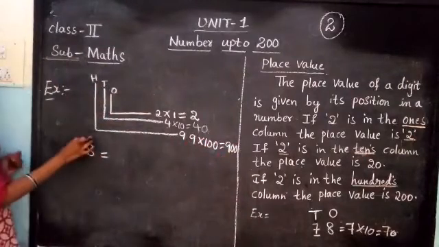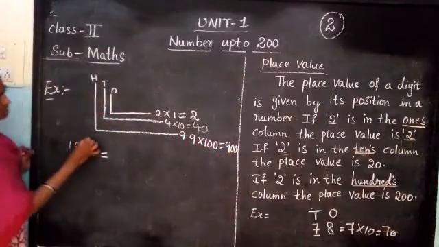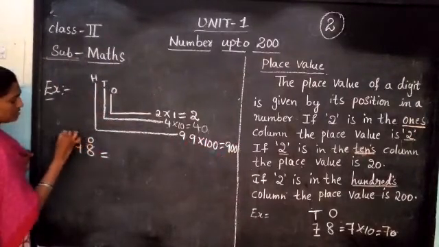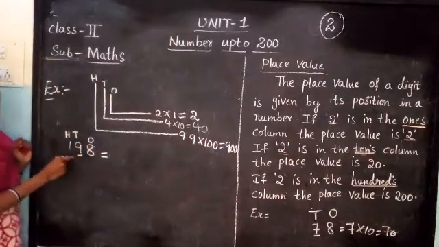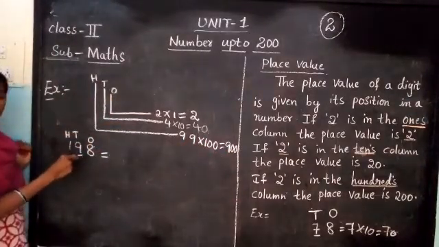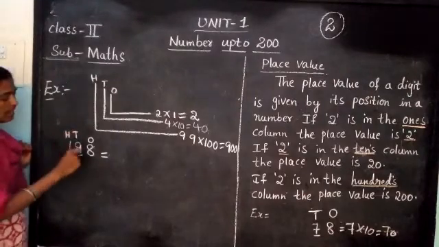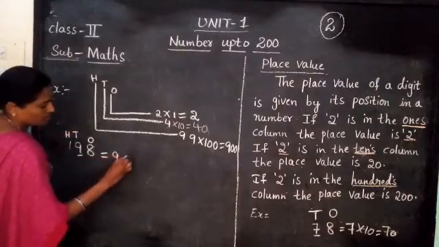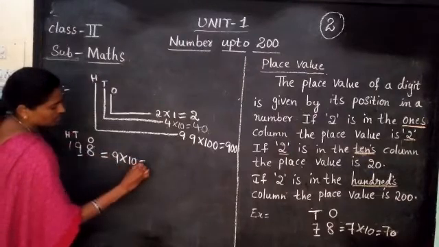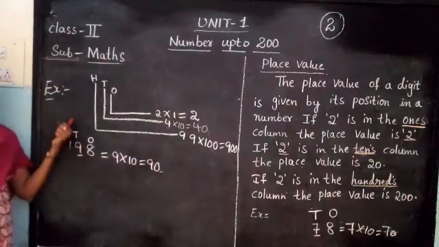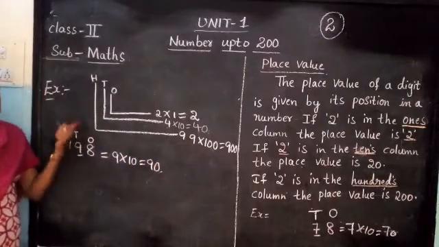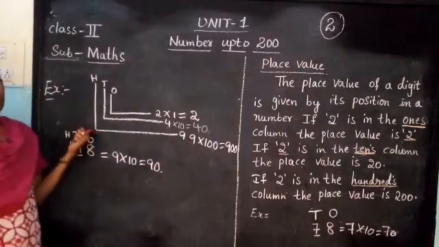Here also we should write the ones, tens and hundreds columns. The underlined number is 9. 9 is in which place? Tens place. 9 into 10 is equal to 90. I hope you understood with these examples. Same homework, you should write in your maths notebook.